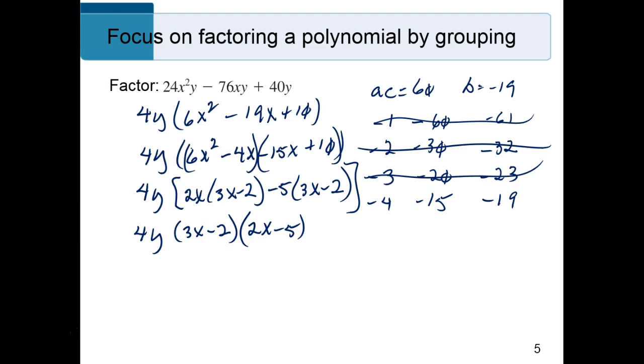Now, there is a check your understanding, and by the way, the book has 4y times 3x minus 2 times... there you go. Oh, sorry, that doesn't show well, does it? 2x minus 5, and that's exactly what they got.